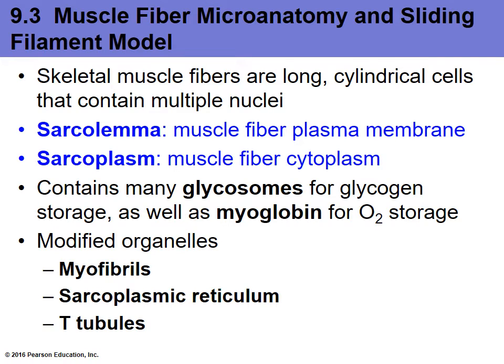Now, when you hear me say muscle fiber, please keep in mind that's the individual muscle cell. And also what you're going to notice is that I'm going to say things like sarcolemma and sarcoplasm. The sarcolemma is basically the plasma membrane of the muscle cell. We don't call it plasma membrane as we do with all the other cells in the body. We call it a sarcolemma. So the sarcolemma is the plasma membrane of the muscle fiber. The sarcoplasm is the cytoplasm of the muscle fiber.